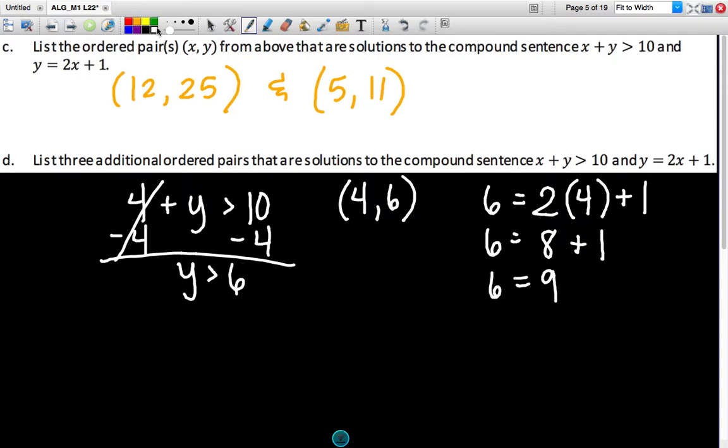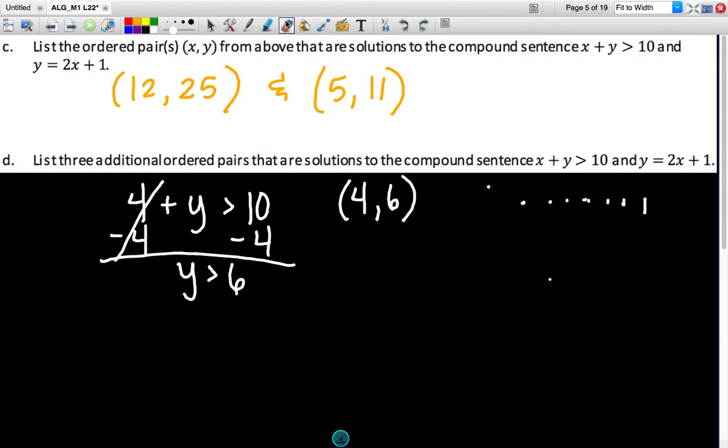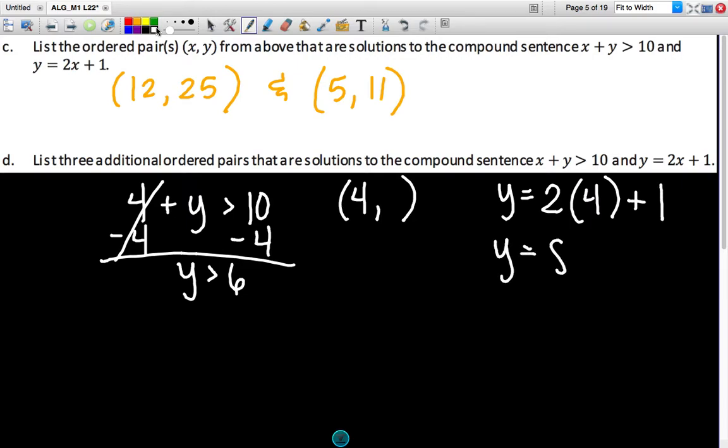So let's look at the equation and see if there's another way we can look at it. This time, let's still use 4, but let's plug it into the equation first. 2 times 4 plus 1. That would be 8 plus 1, so that would be 9. And let's see if this works now. We know our y is 9 based on the equation. And is 9 greater than 6? Yes. So (4, 9) will work.